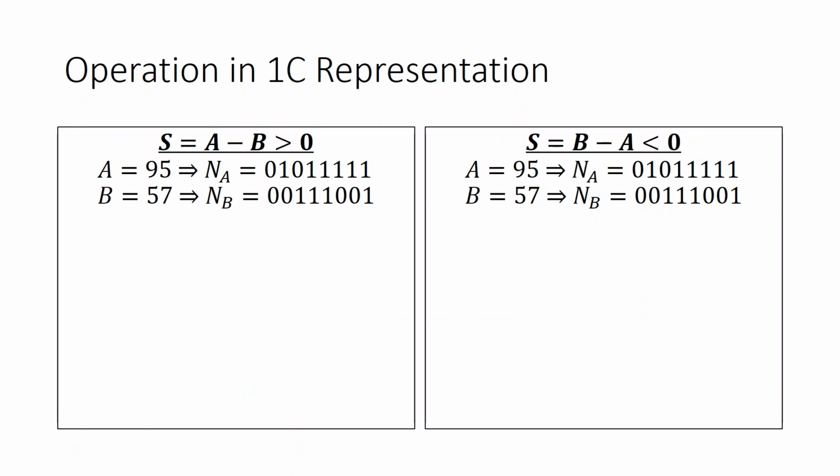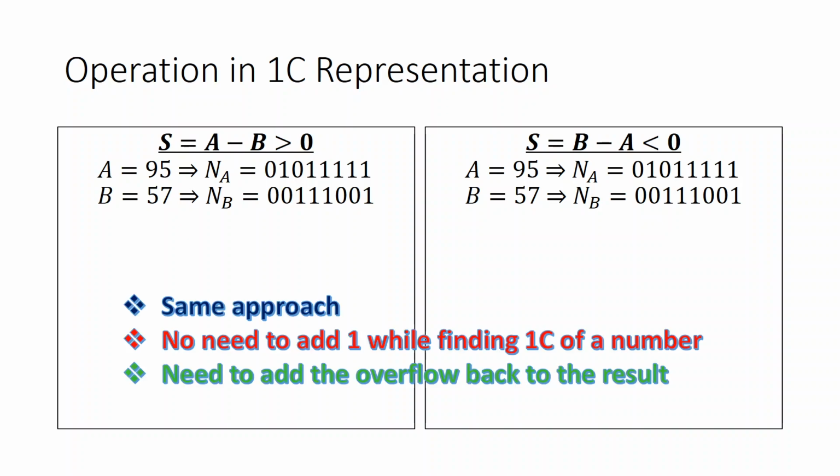Now let us see the operation in 1's complement representation. We can do the operation also in 1's complement representation, and we have taken the same numbers. So let us go ahead. This is actually the algorithm. The algorithm remains the same. That means we are using the 1's complement representation of the numbers that we need, then adding them up.